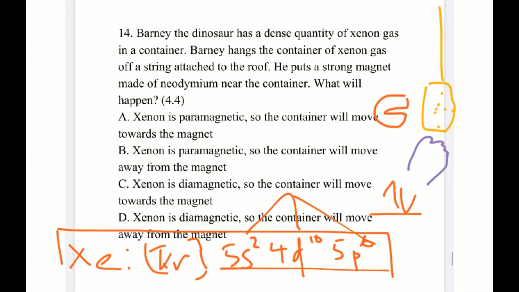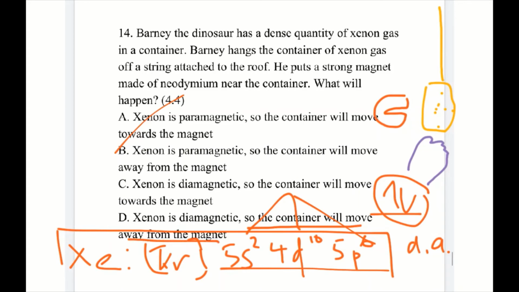If you try drawing all of these orbital diagrams, you'll see that they will all have up and down arrows. And because there are no unpaired electrons, this xenon will be diamagnetic. And therefore, A and B are out. So if something is diamagnetic, does that mean a magnet repels it or attracts it? Well, if something is diamagnetic, the magnet will repel it. So therefore, if you put a magnet there, then the xenon will move away from the magnet.